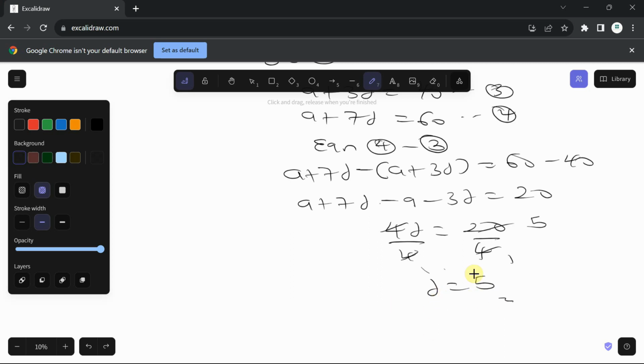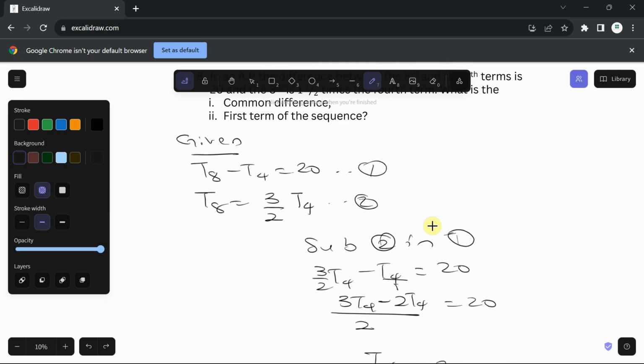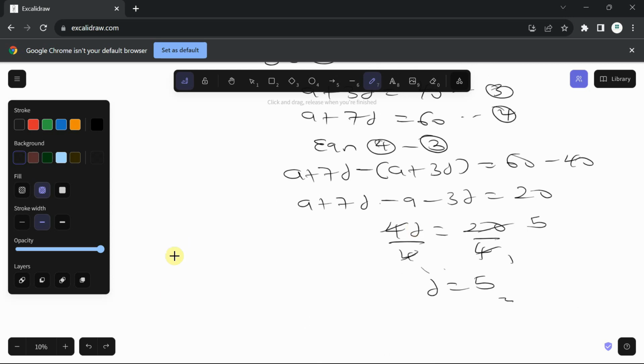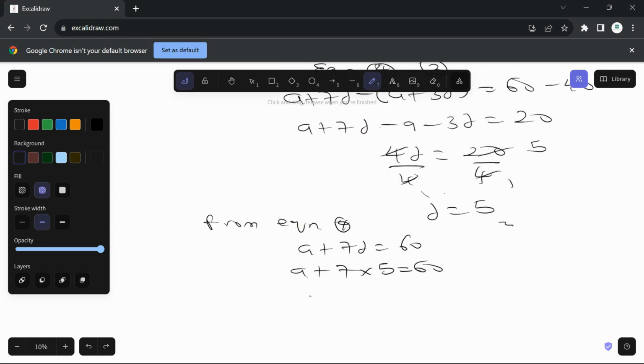Can I use the answer of d to find a? Do I have an expression that gives me a? Yeah, I could use this expression: a plus 7d is equal to 60. Let's substitute. a plus 7 times d, which is 5, is equal to 60. This was from equation 4, a plus 7d is equal to 60. So this is a plus 7 times 5 is 35 is equal to 60. So a is equal to, collecting like terms, 60 minus 35. If you do this subtraction, a is equal to 25.